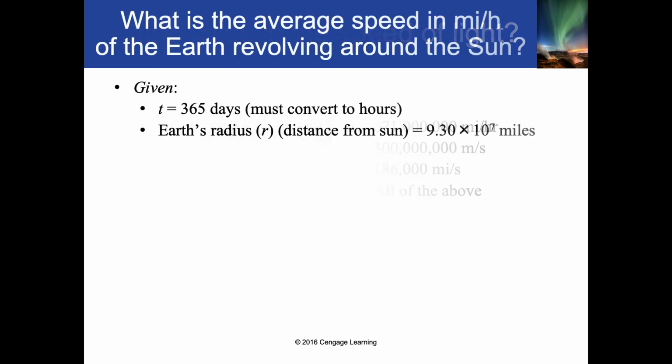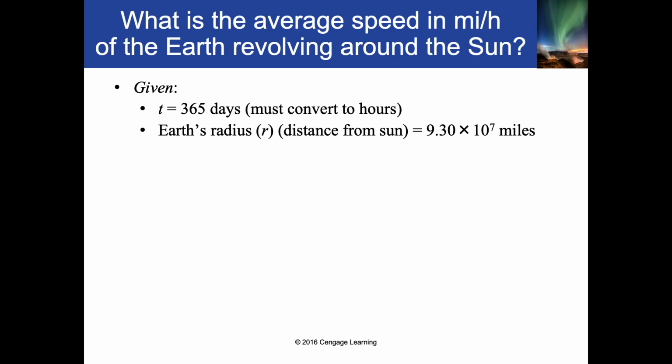All right. Let's try another problem. This one's going to be a little bit more complicated. What is the average speed in miles per hour? By the way, miles is MI, not M. I keep on saying miles for the other one, but the other one was meters because it's just M. Anyway, what is the average speed in miles per hour of the Earth revolving around the sun?